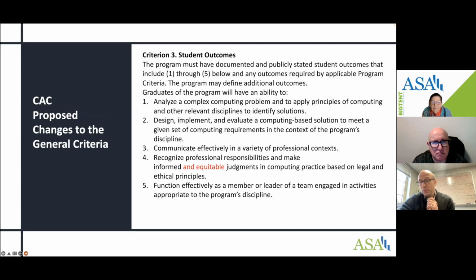Now, what we were just looking at were proposed changes, not changes, excuse me. Those were the proposed criteria for data science programs under CAC. Separate to that, there are some proposed changes to the general criteria. And if you are interested, you yourself can comment on what you see on this screen right here.